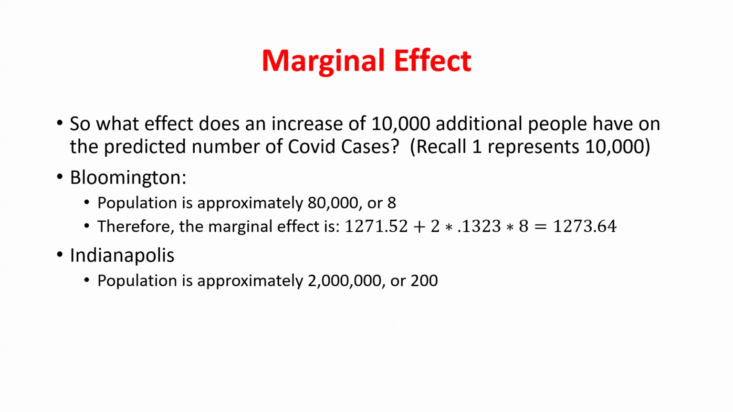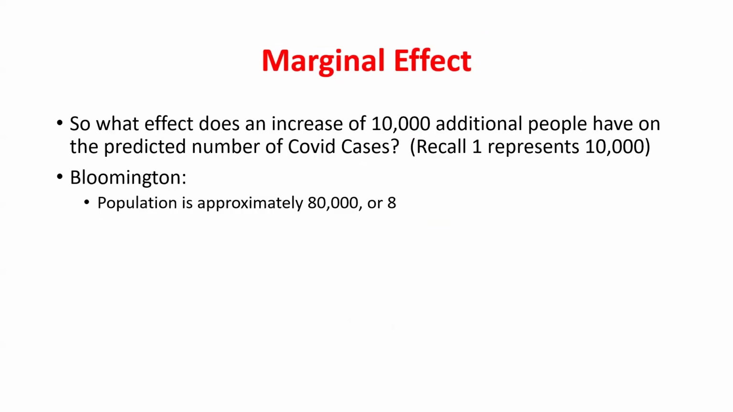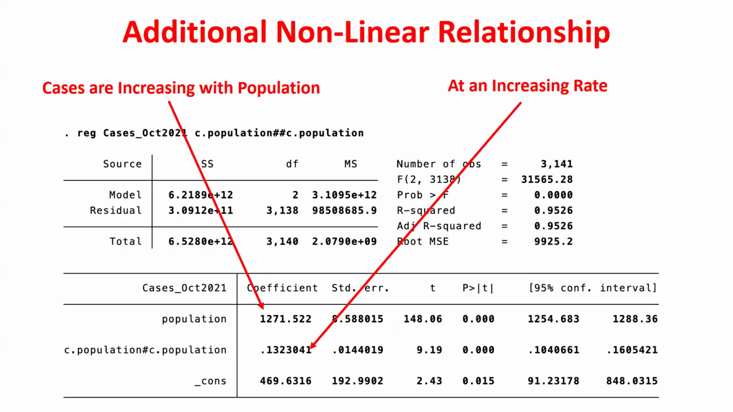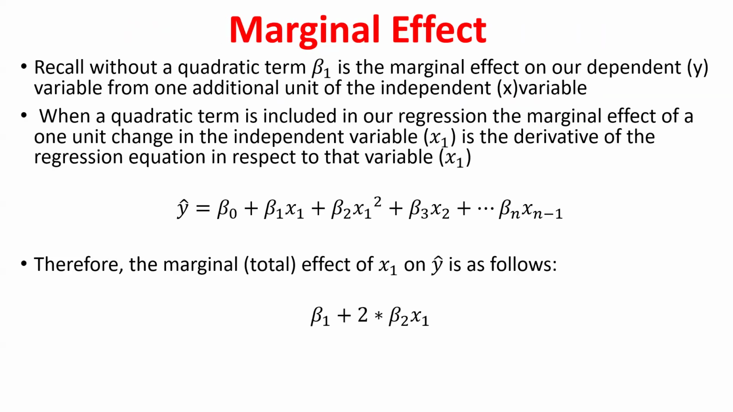We said we could think about the number of COVID cases here. If I go back and look at these coefficients, here was my coefficient on the linear term. Here's my coefficient on the square term. That was my beta 1 and beta 2 values. I'm going to use those to calculate marginal effects for different hypothetical values for x.